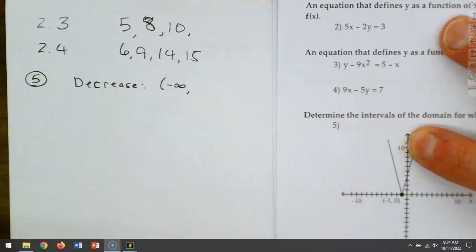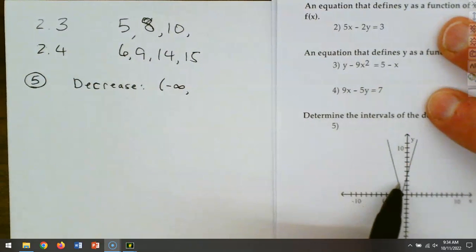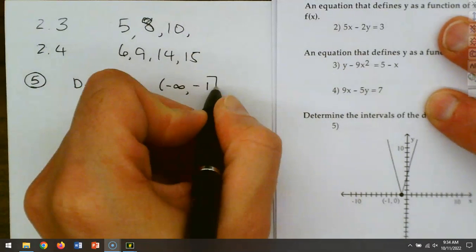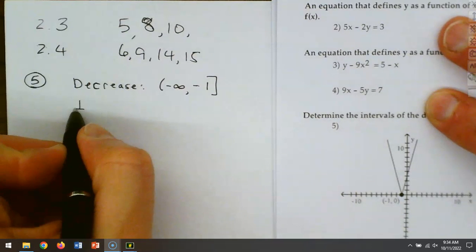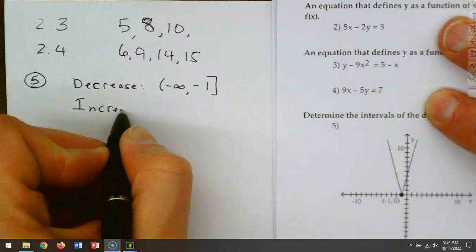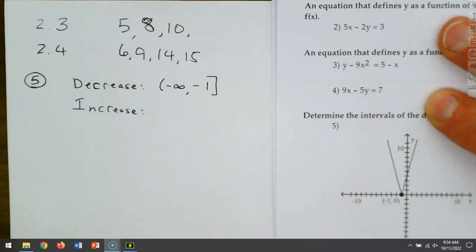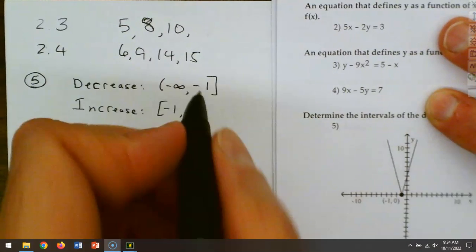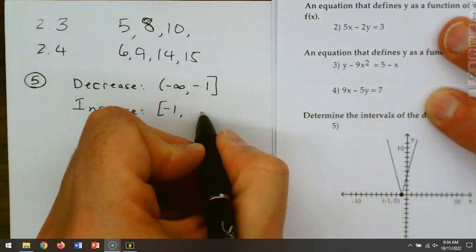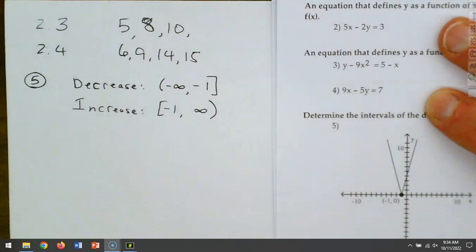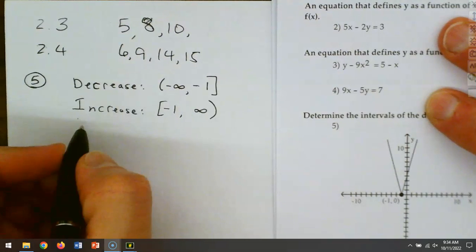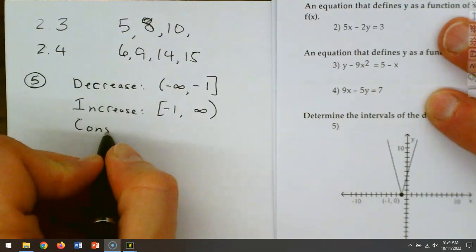And where does it stop decreasing at? It stops decreasing at, not 0, it stops decreasing at negative 1. What about the increase part? Okay, the increase part would be negative 1, and it's going to the right, so negative 1 to positive infinity. And is there a constant part at all? No, there's not.